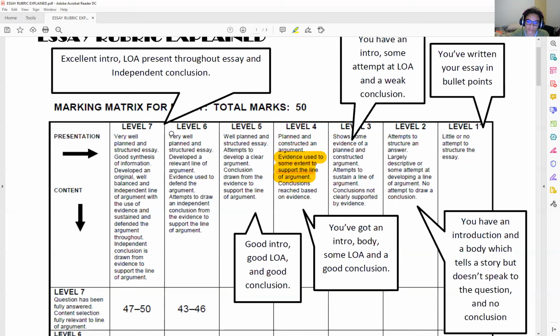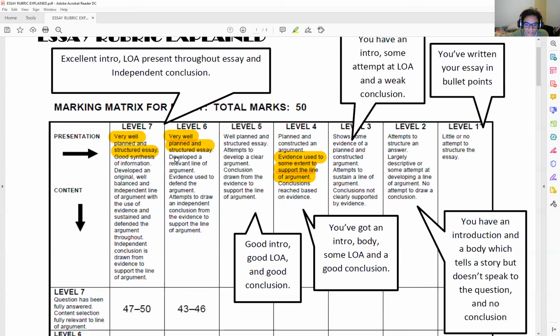So if you have a look at level six and level seven, you'll see it starts exactly the same. Very well planned and structured essay. So your essay, I can see you have really planned it really, really well. You've got a good introduction, an excellent introduction, in fact, an excellent body and an excellent conclusion. Now, here's where the difference comes.